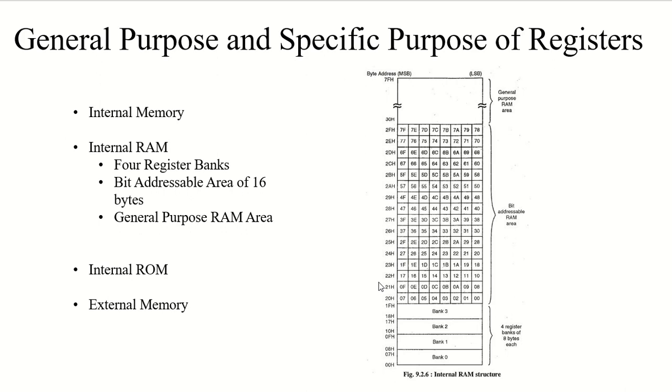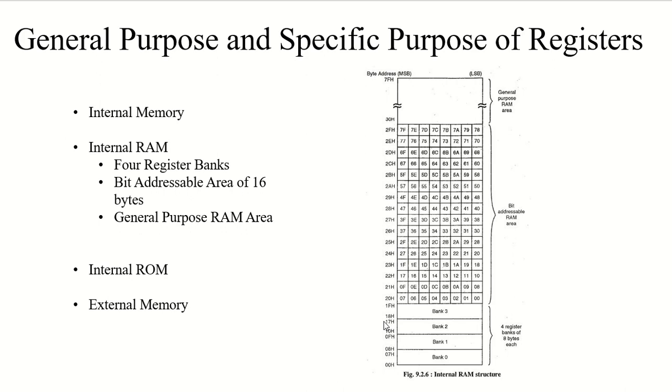And the registers R0 to R7 in the four register banks. You can see here bank number 0 to bank number 3. These can be used as pointers to point to the internal RAM as well as the external RAM. So you can use them to point to the internal RAM, but not only internal RAM, but external RAM as well.